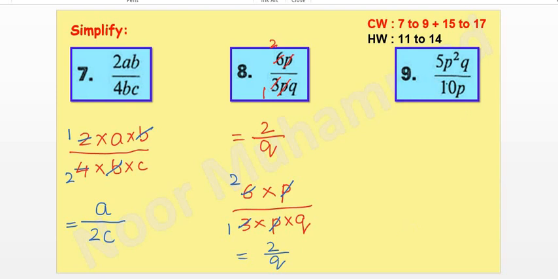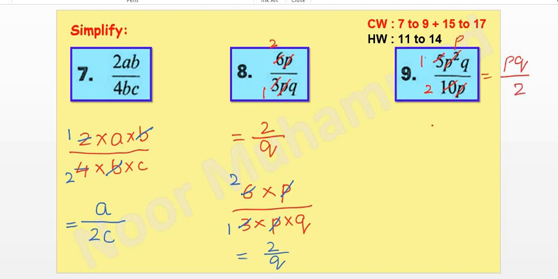Okay, here now look at this. 5 and 10, they can be simplified together. So 5 times 1 is 5, 5 times 2 is 10. What about p squared and p? Now you have p and another p over here in the numerator, but in the denominator you have only one p. So it means this p will cancel this one and one of the p will be left here. So what will be in the numerator? p and q in the numerator and 2 in the denominator.